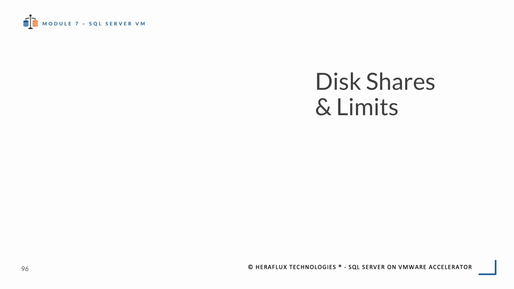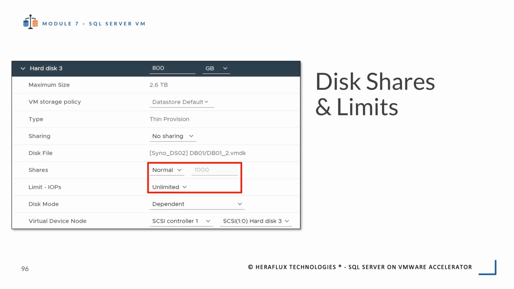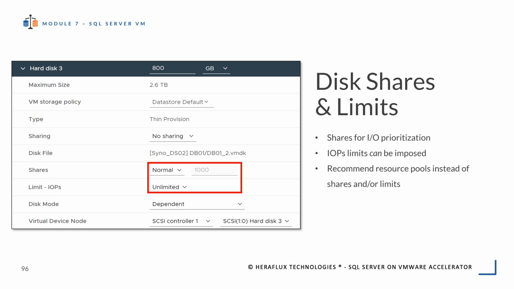Just like with CPUs and memory, the storage speed can also have the same resource allocation shares or IOPS limits. As with before, I don't recommend using these, as I love resource pools instead for resource scheduling prioritization without penalizing things when no scheduling pressure exists.